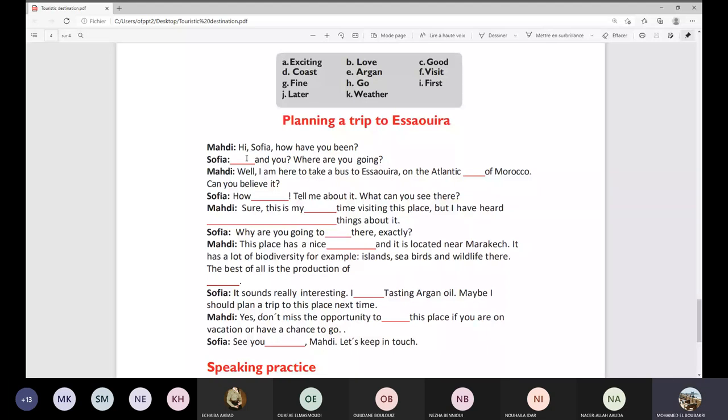So Wafa and Nuhayla, you go ahead. One to play the role of Mehdi and one to play the role of Sophia. You read clearly, you raise your voice. Go ahead.